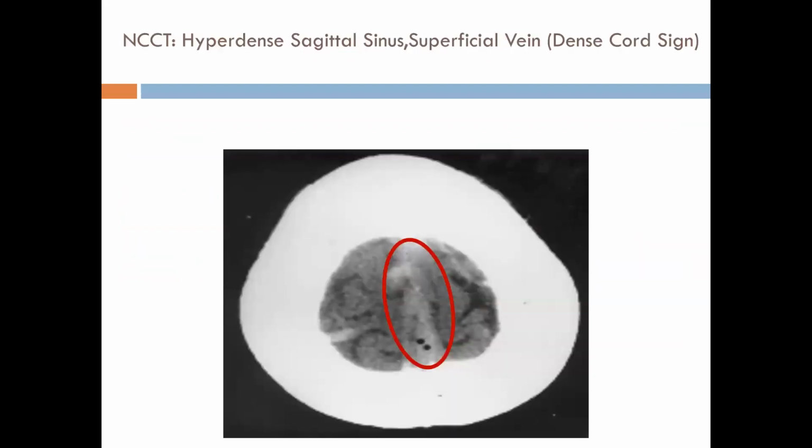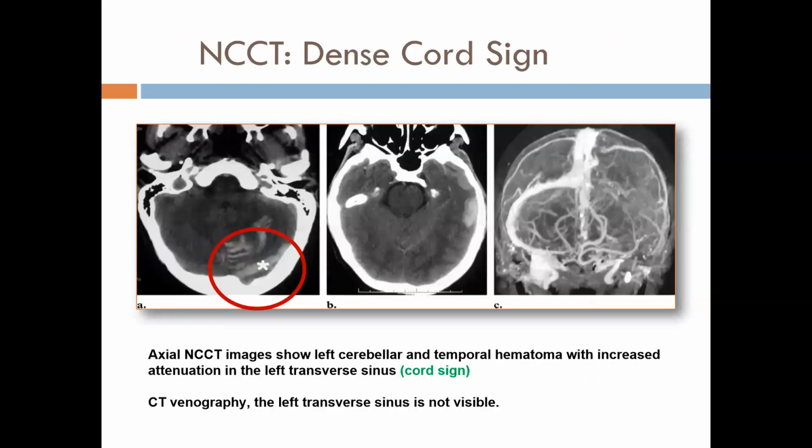So this is the dense cord sign. This is a cord-like structure that is prominently visible on the normal CT brain. Involvement of the sagittal sinus and some superficial veins are also there. This is called the dense cord sign. It can involve any part of the dural sinus. If it involves the sagittal sinus, it is called the sagittal region dense cord sign. If it involves the transverse sinus, jugular, all those can also be seen. Okay, next slide.